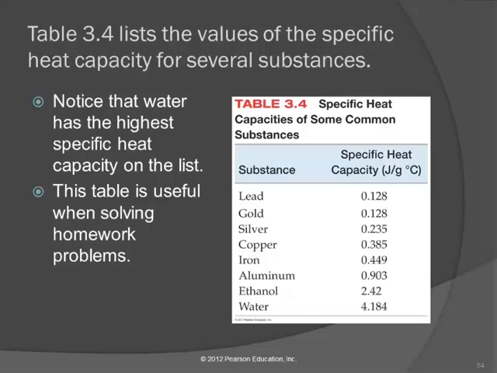So here's a little table of some specific heat capacities of some substances. And if we look at water, water has 4.184 joules per gram degree Celsius. If you notice, that is much higher than anything else on this chart. A lot higher. The metals have very low heat capacities. They transfer heat quickly. That's part of the reason we use them for cookware, because they transfer the heat from the burner to your food very well.